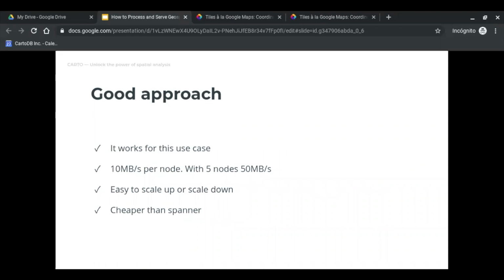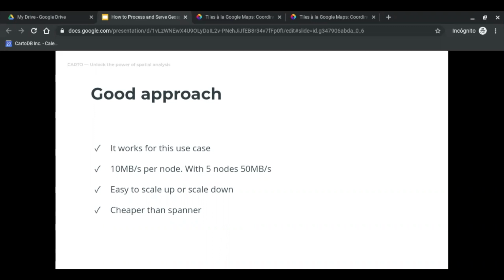And it was a good approach for our use case. It worked. We accomplished the time and we accomplished what we needed to build. We were able to ingest using 10 megabytes per node, very easy. I think we can improve the ETL to get more speed. But right now it was a script that I wrote, about 8 hours of work, and we got this time. And I spent much more time with Spanner and it didn't work.